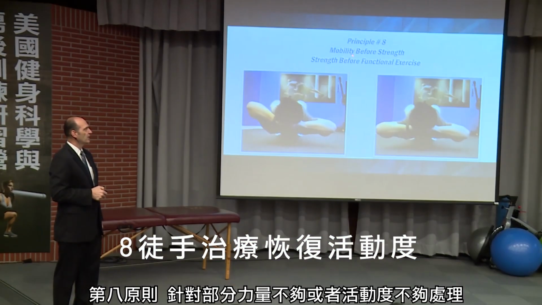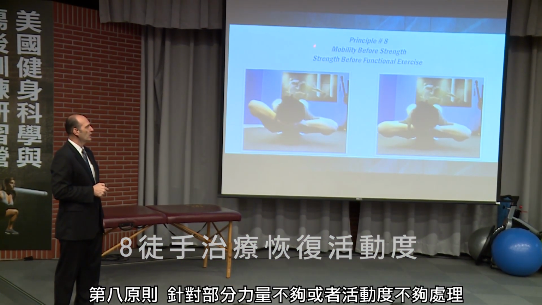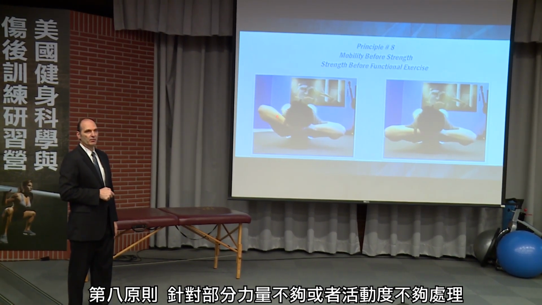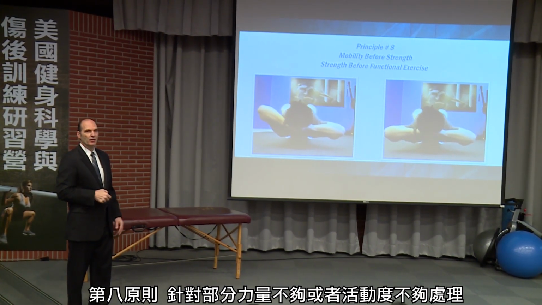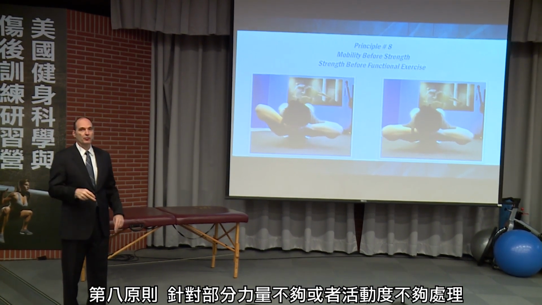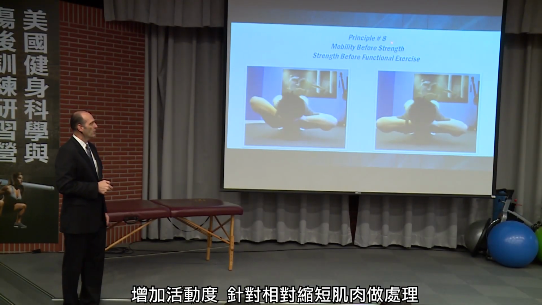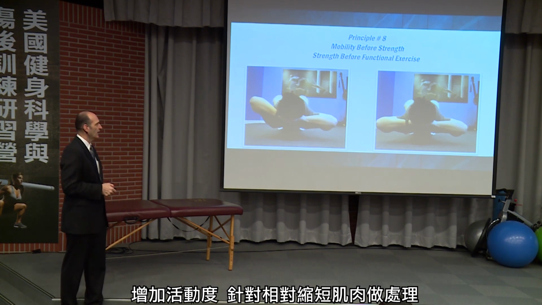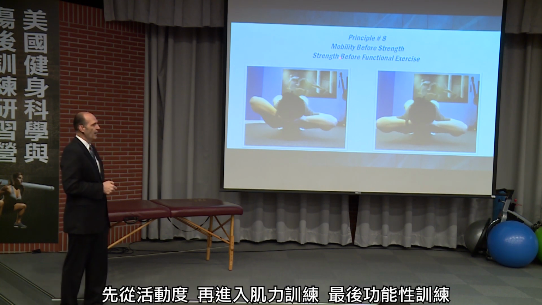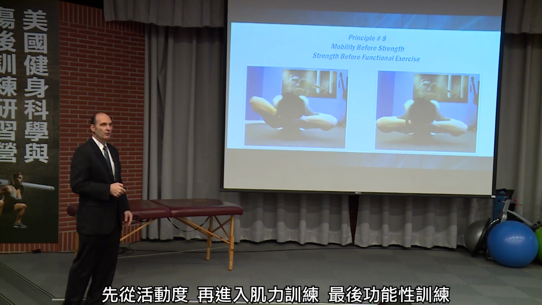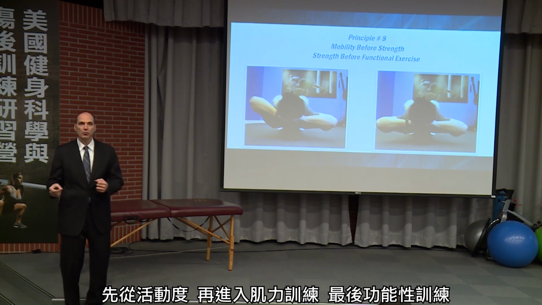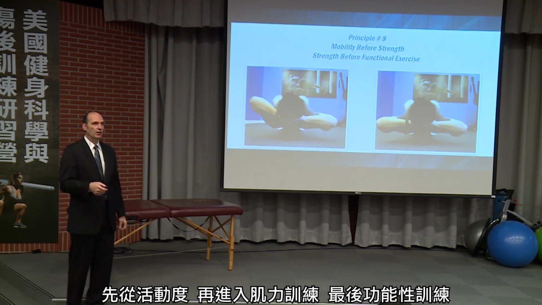And this principle says that we work on mobility. So in other words, we work on the short muscles, the muscles with limited range of motion, the tight muscles first. Mobility, before we strengthen those short muscles, we have to mobilize them and get the range of motion. And then we do some strengthening of the weaker muscles before we do the function with the whole body. We'll talk about functional exercise in a minute.